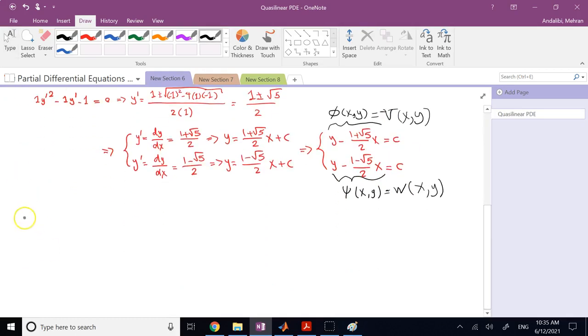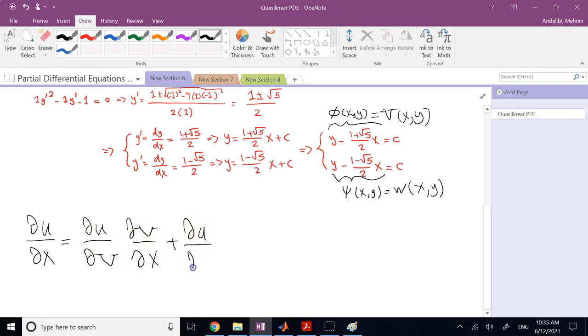How? Well, let me show you. So for example, if I have partial of u with respect to x, correct? How can I write this? Well, note that x here is a function of v and w, right? Because v and w are functions of x and y. If you find the inverse of them, you can say that x is a function of v and w and y is a function of v and w. So if you want to calculate this, you can apply the chain rule. So this is going to be partial of u with respect to v times partial of v with respect to x plus partial of u with respect to w times partial of w with respect to x. Correct? So you can write it this way.